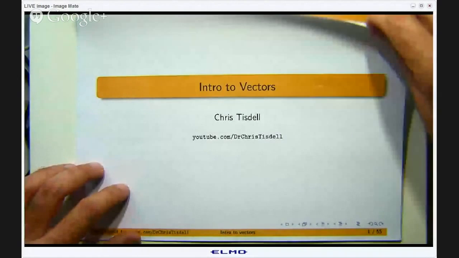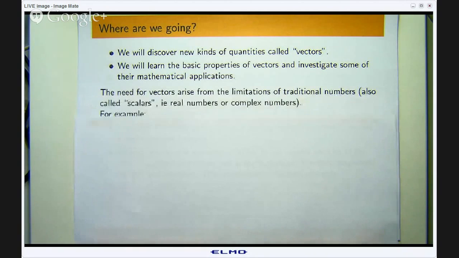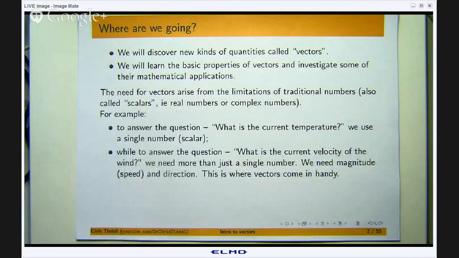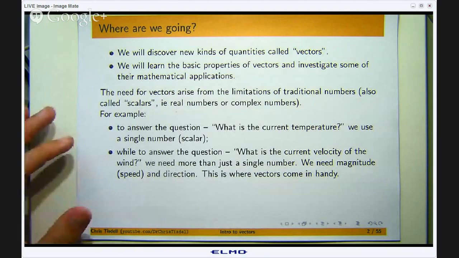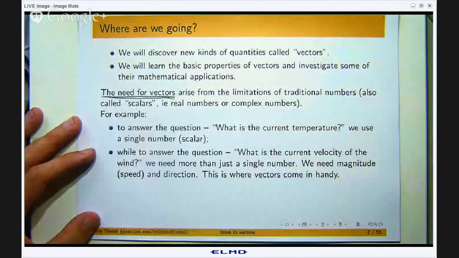All right, so where are we going? We are going to discover new kinds of quantities called vectors. And we're going to learn the basic properties of vectors and also discover and investigate some of their mathematical applications. Now, a really good question before we begin is the following. Why do we need vectors? We don't know what they are yet, but what motivates the study of things called vectors?